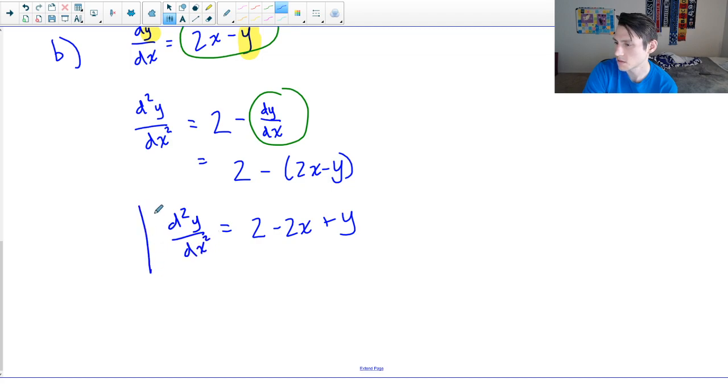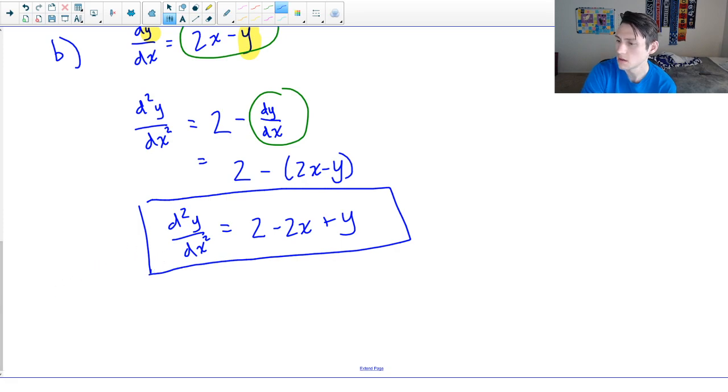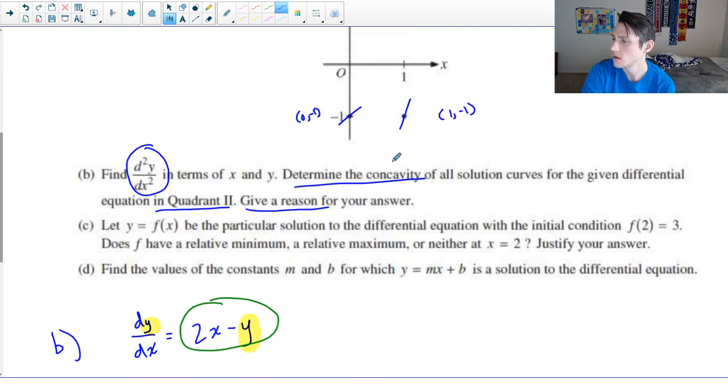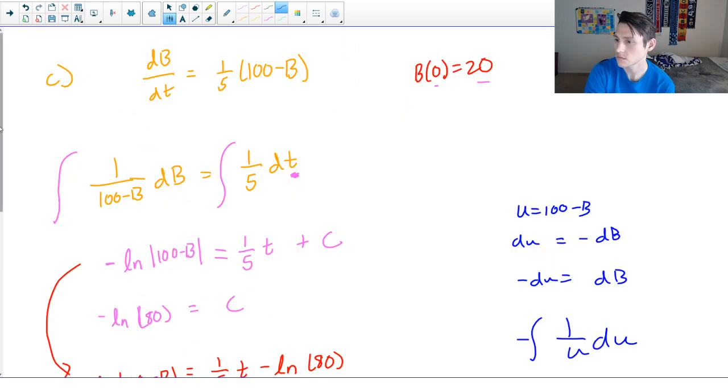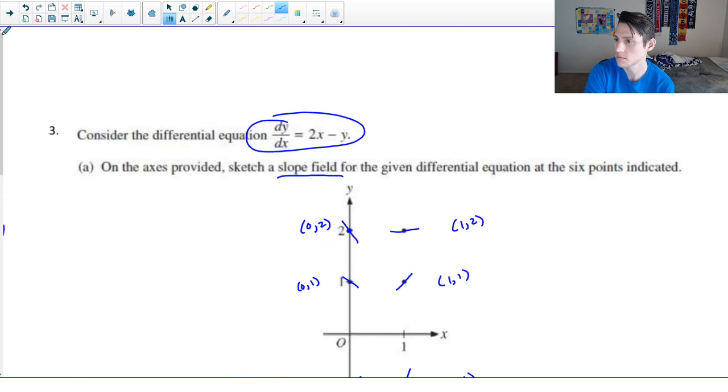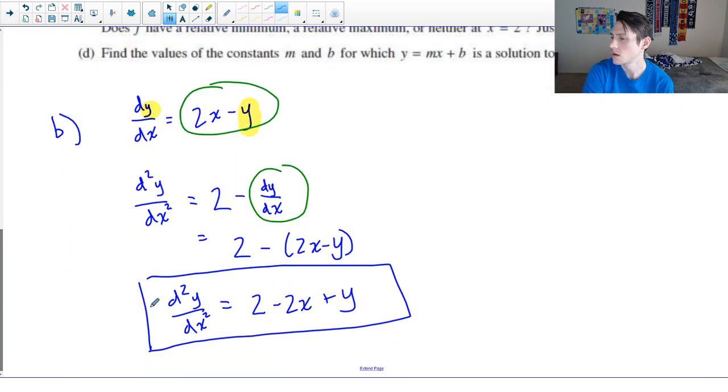Okay, so that's the second derivative, which is part of the answer. That's not all it wanted, though. Determine the concavity in quadrant 2. Okay, so in quadrant 2, let me think about what I know about the values of quadrant 2.